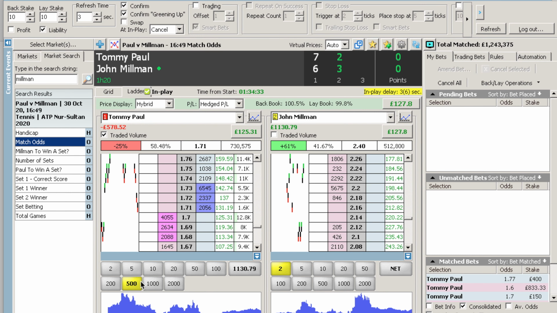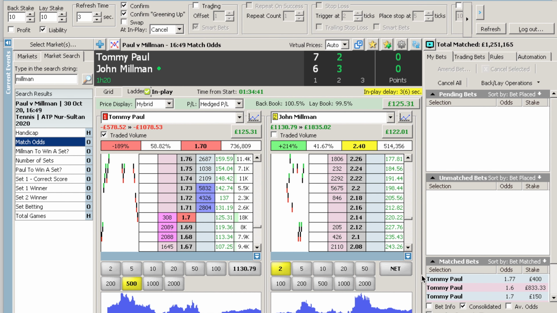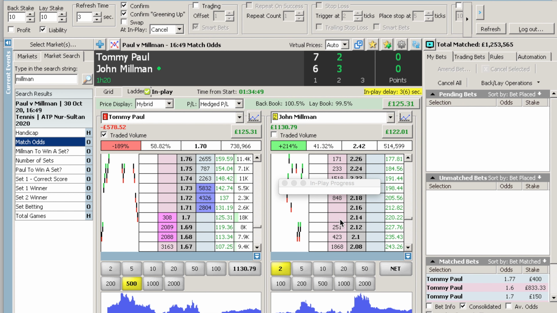Tommy Paul has just held again, so we're not quite back at the price of the 1.60 that we had before, but we've got 1.71. So I'm actually going to reduce my stake a bit here. It would be putting a stake of 704, but I'm going to put £500, which makes my actual liability £350, because remember, the lay stake liability box is ticked.